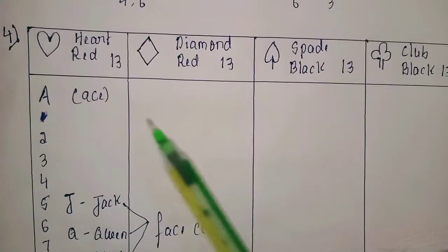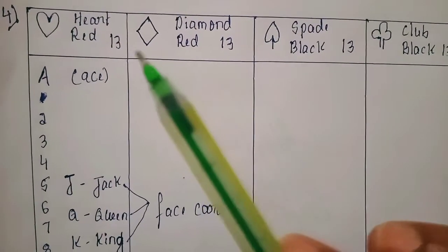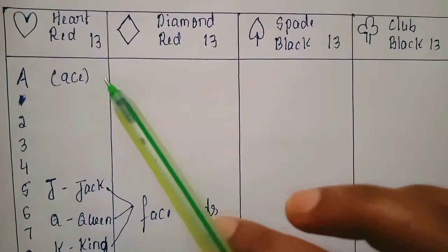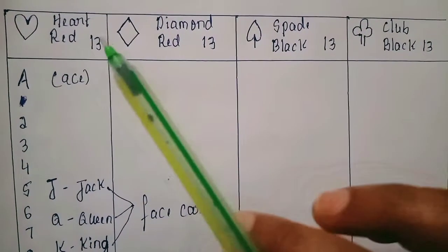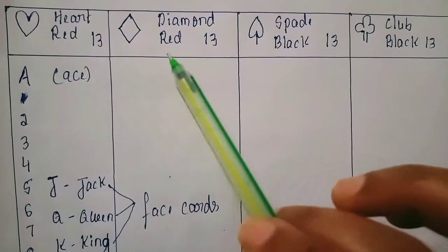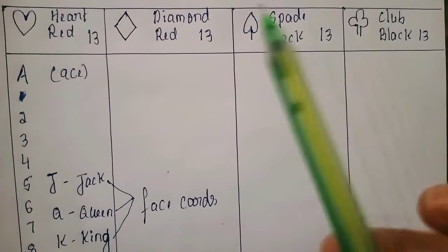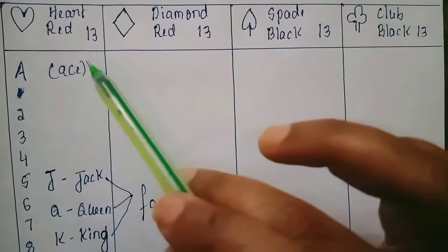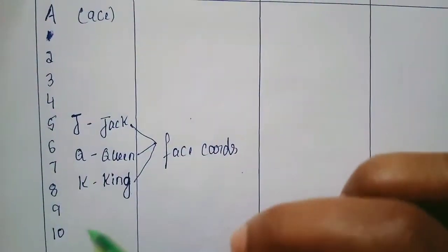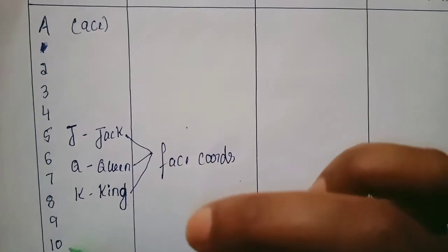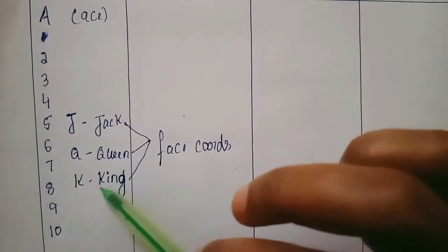Card concept questions are very, very important. Again and again I'm telling you. So there are 4 symbols: heart, diamond, spade and club. And red cards will be of heart and diamond, and spade and club will be black. And each shape has 13 cards. So those 13 cards are these. Among these, 2 to 10 are number cards, A is an alphabet card, and J, Q, K are face cards.